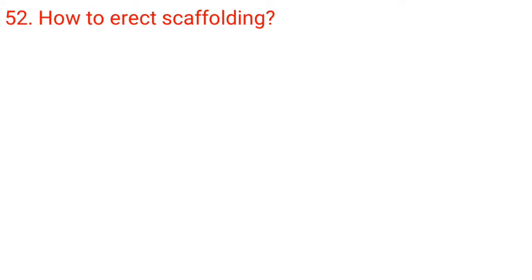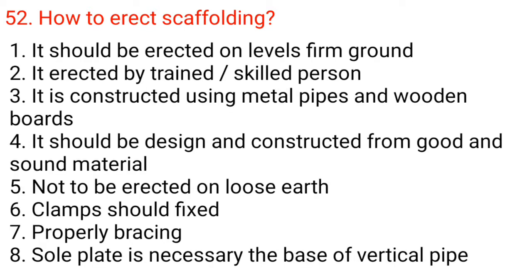52. How to erect scaffolding? 1. It should be erected on level, firm ground. 2. It should be erected by a trained, skilled person. 3. It is constructed using metal pipes and wooden boards. 4. It should be designed and constructed from good and sound material. 5. Not to be erected on loose earth. 6. Clamps should be fixed.